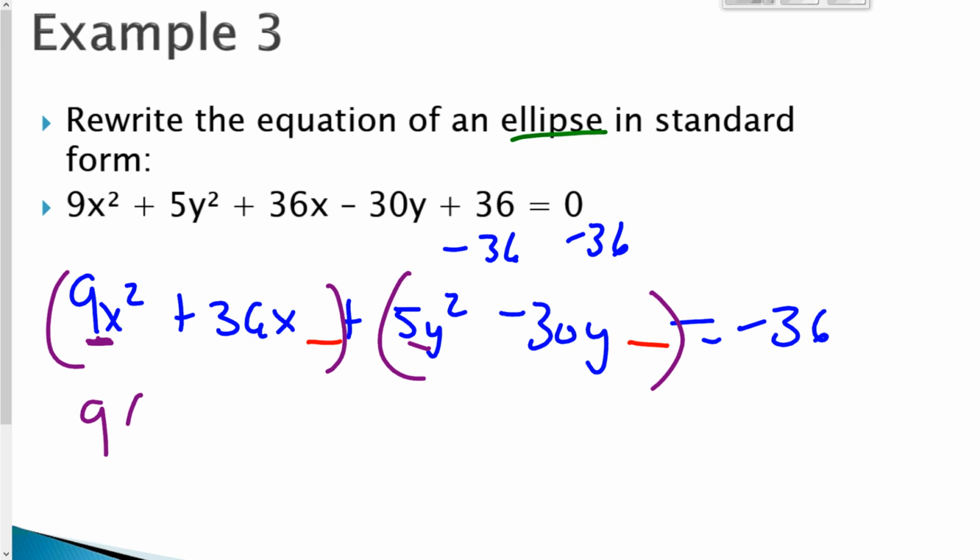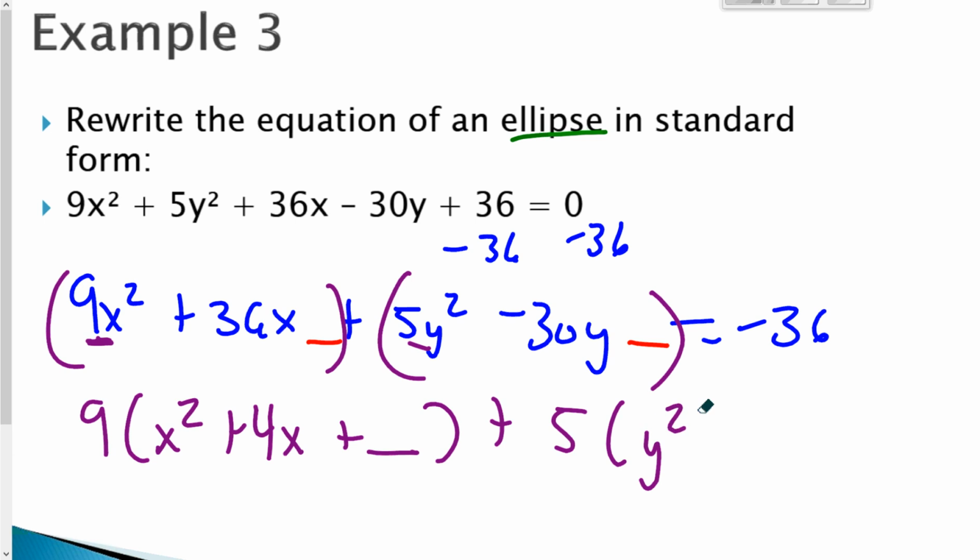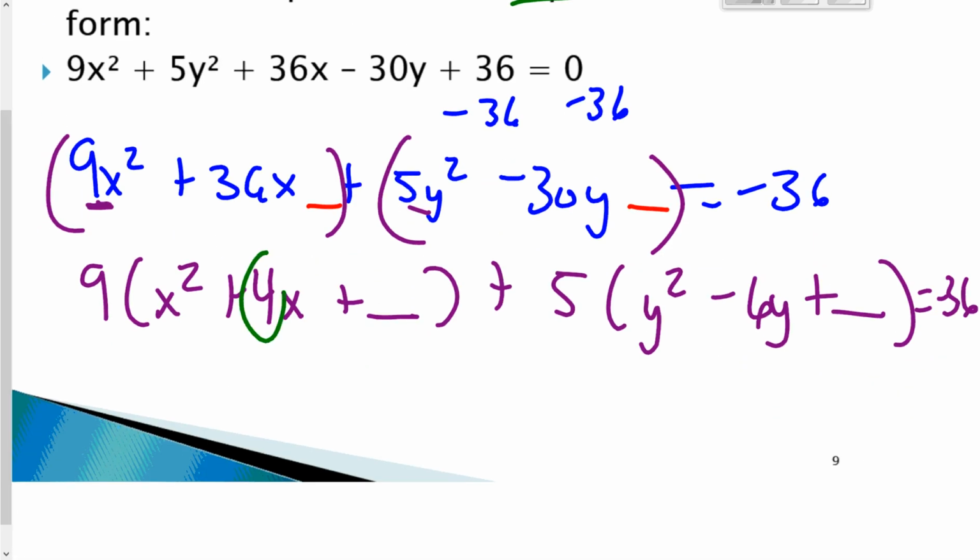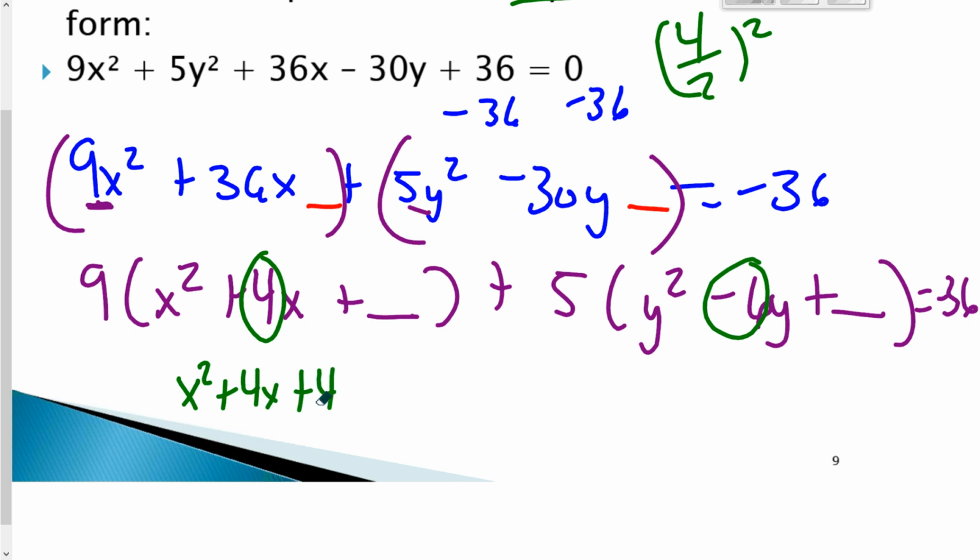Alright, so factor out a 9, put a 9 on the outside, 4x, and then our plus c is going to go in here, our new c. And here factor out a 5, minus 6y, plus your new c for that one, equals negative 36. So now we have a new b and a new b here. Then we're going to take 4 divided by 2 and then square it. So we get 4. So we're going to add 4 here. So x squared plus 4x plus 4. And then on this one, we're going to take our b divided by 2 and square it. So that's negative 3 squared. That's 9.